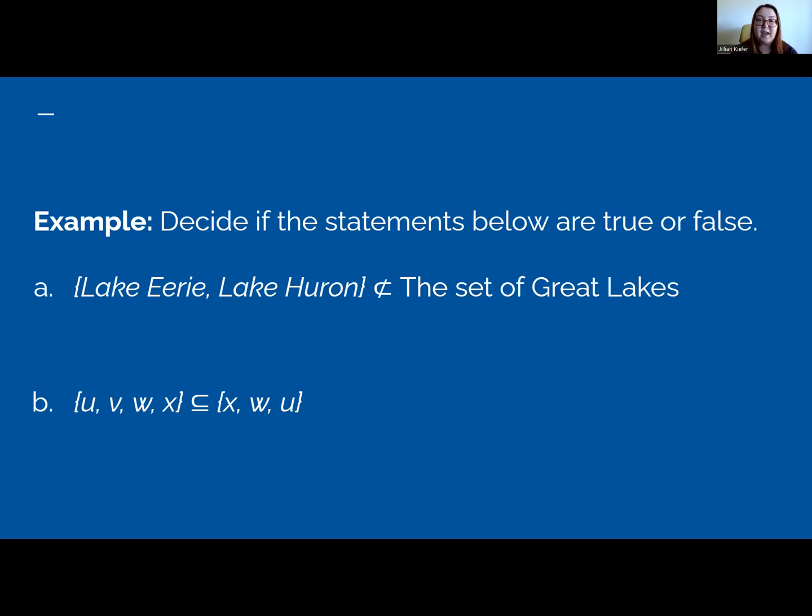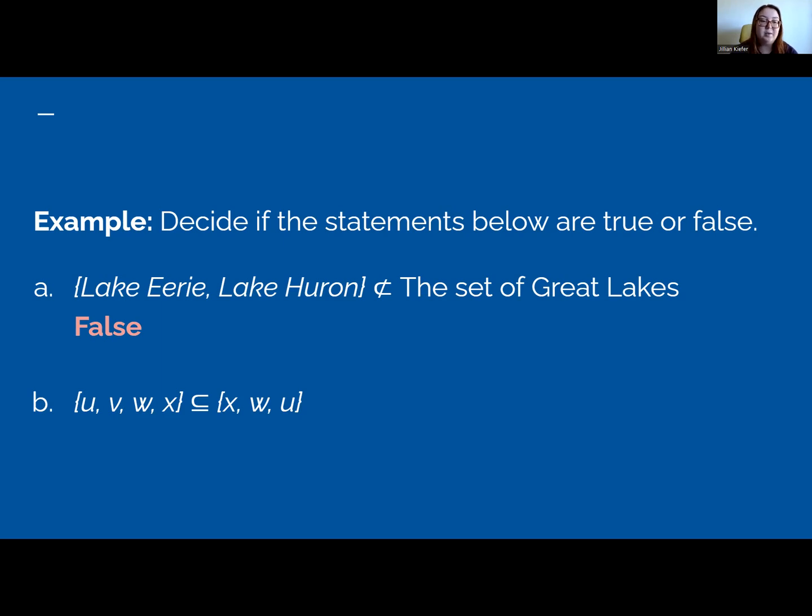They're not the same, it doesn't have all 5 elements, it's just 2 of the 5. It means it is a proper subset. So that statement would be false. Lake Erie and Lake Huron are a proper subset of the set of the Great Lakes.